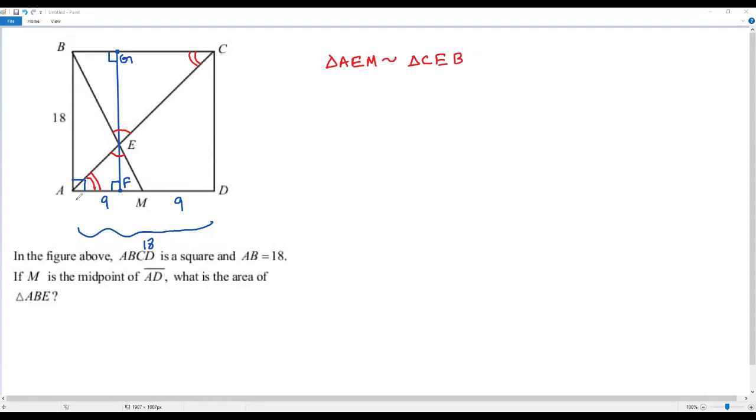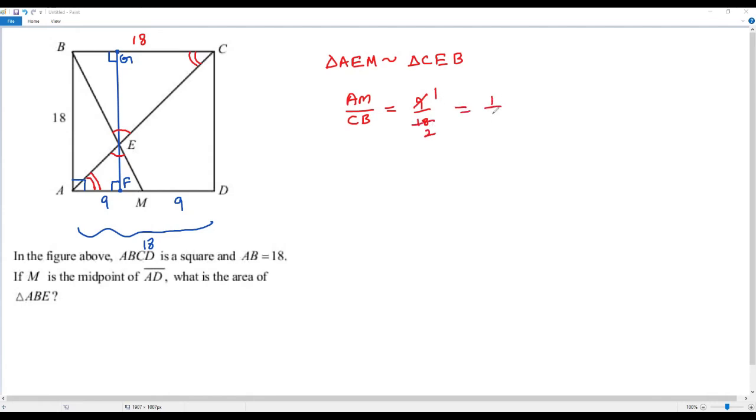Here let's consider the side AM of this smaller triangle AEM, because we have the length of the side AM, that is 9. Now let's consider the corresponding side in the bigger triangle. For that we have to consider the letters at the same position, then we get CB. Now let's get the ratio of the corresponding sides, that is AM over CB. We know that the length of AM is 9 and the length of CB is 18 because it's one of the sides of the square. Let me plug in 18. Here we can simplify this ratio, that is 9 goes into 9 one time and 9 goes into 18 two times.